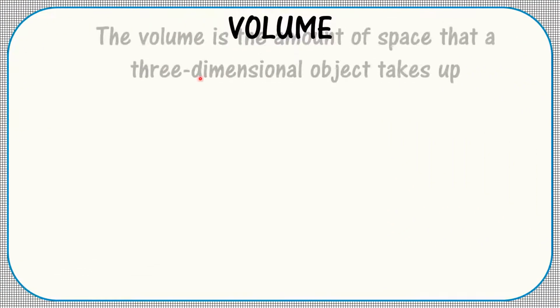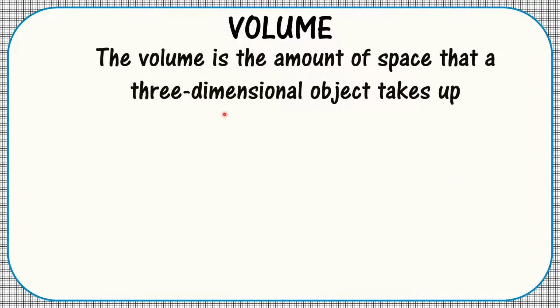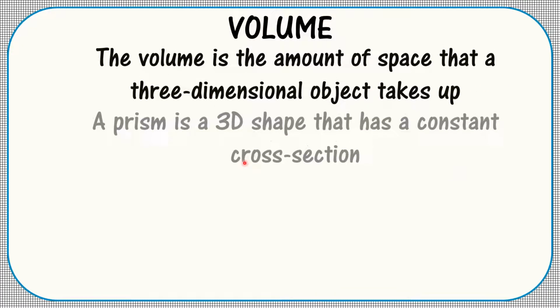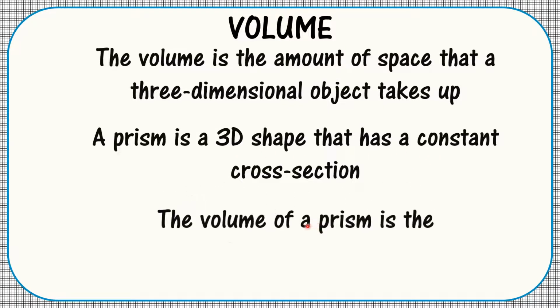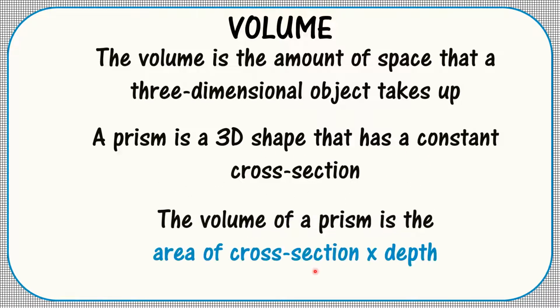The volume is the amount of space that a 3-dimensional object takes up. A prism is a 3D shape that has a constant cross-section. Therefore, the volume of a prism is the area of the cross-section multiplied by the depth.